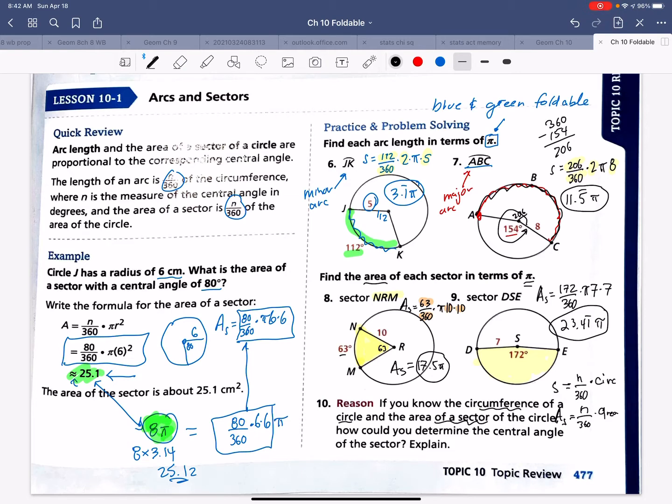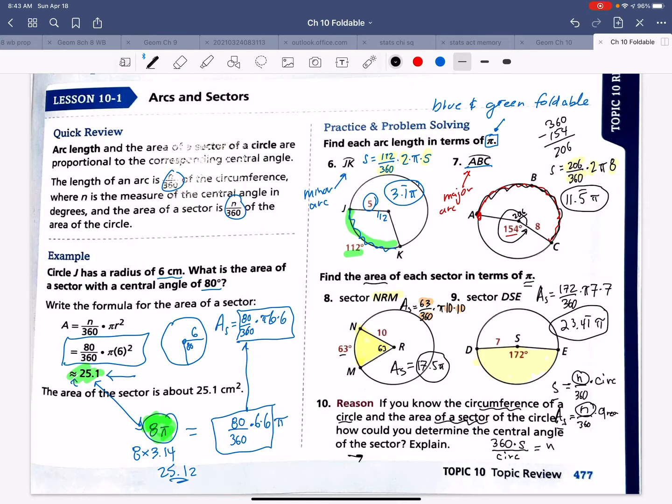So we did this twice on our foldable. We would do this swap. So if we know these things, how do we get n by itself on one side? So our sector arc length would be there. We'd multiply by 360, and then we'd divide by the circumference, and this would tell us our angle.